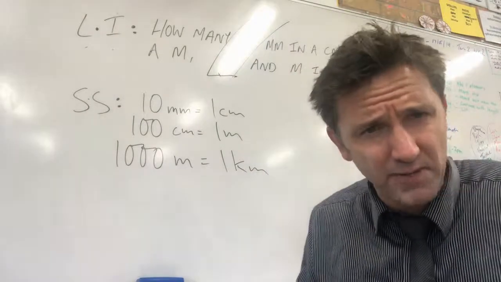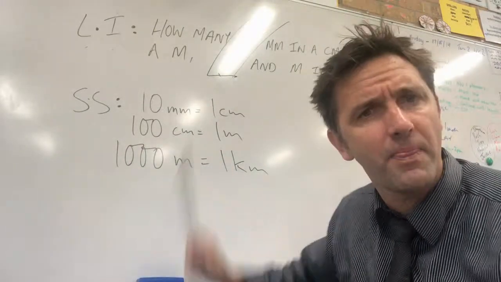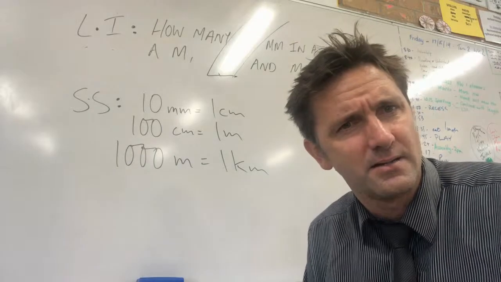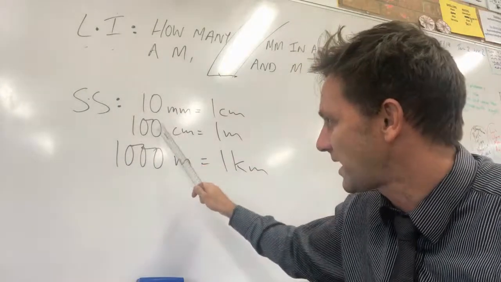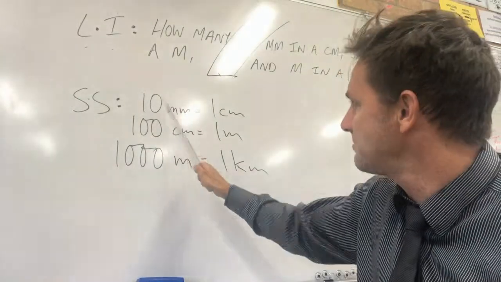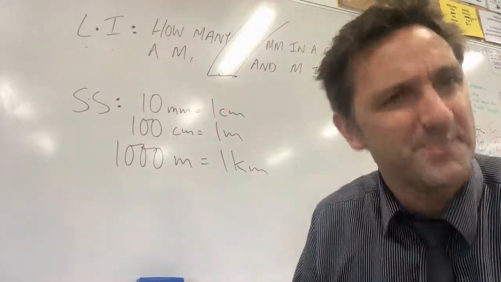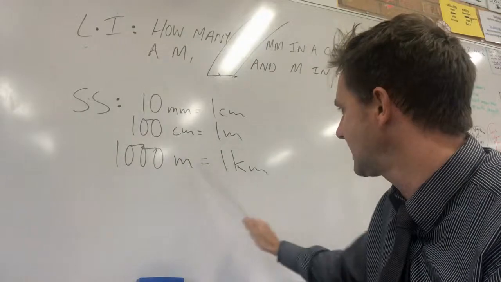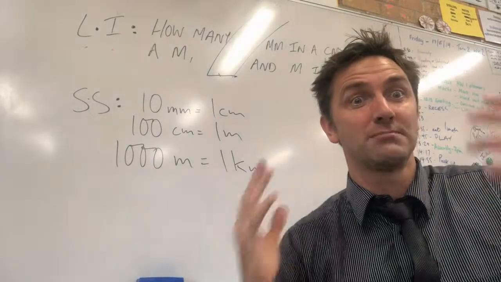And by the way, I wonder if you've noticed there's a little pattern there. It goes 10, 100, 1,000. So it goes up by times 10 each time. Like you add a zero each time. 10 millimetres in a centimetre, 100 centimetres in a metre, and 1,000 metres in a kilometre. Okay, let's have a look at some more.